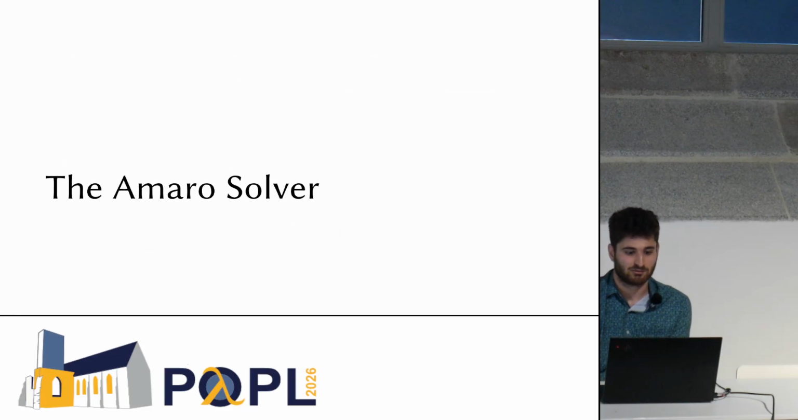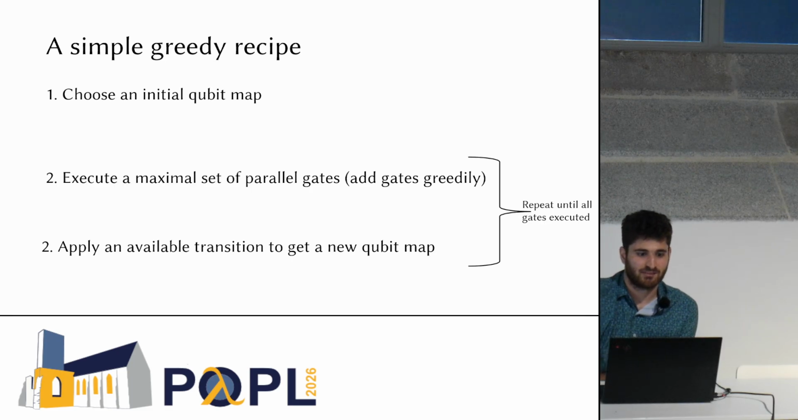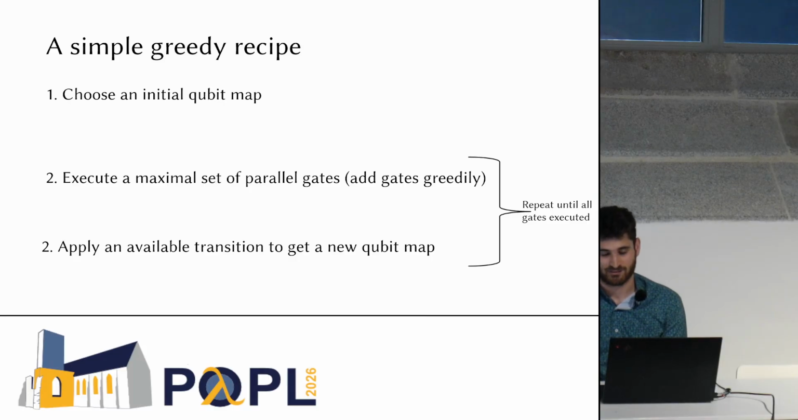So now I'm going to move on to talking about the way that our solver works. The solver is based on a simple greedy recipe that's at the core of a lot of the handcrafted compilers for individual problems as well. We begin by choosing some initial map for the qubits in our circuit, and then we execute a maximal set of parallel gates. This means that we try to execute as many gates as we can, and we just greedily add gates to the set of gates that we're executing. Once we've constructed a set that is maximal, we can't add any more gates to it, then we apply one of the transitions that is available to us to get a new qubit map, and then we repeat this process until all of the gates have been scheduled.